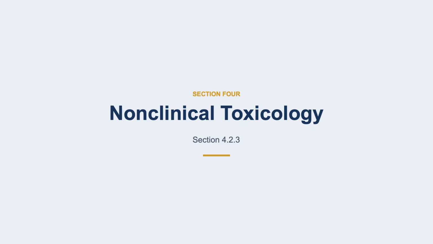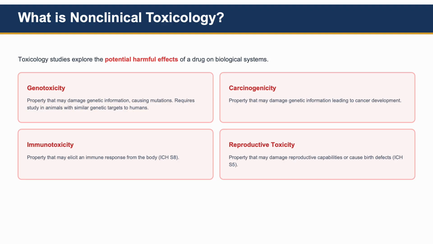We now turn to Section 4.2.3, Nonclinical Toxicology. This is typically the largest section of Module 4 and contains the critical safety data that determines whether a drug can be safely tested in humans. Toxicology studies identify potential hazards and characterize dose-response relationships for adverse effects. Non-clinical toxicology broadly explores the potential harmful effects of a drug on biological systems.